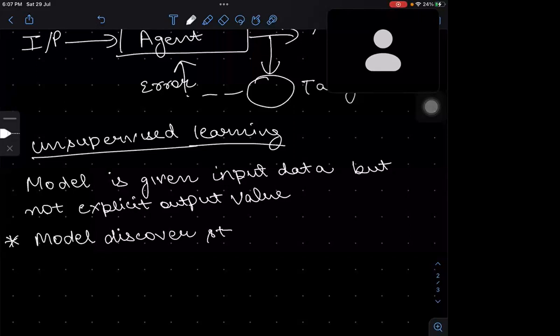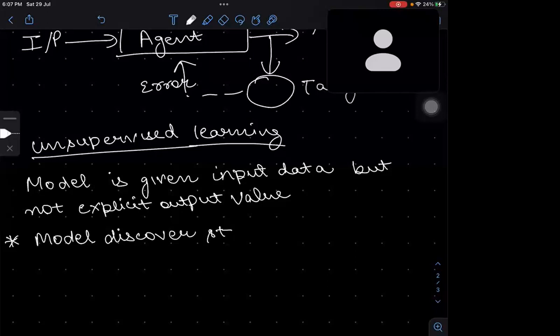Any doubts? Any doubts? Please unmute your mic when you have any doubt. Otherwise, mute it. Okay, let's proceed.